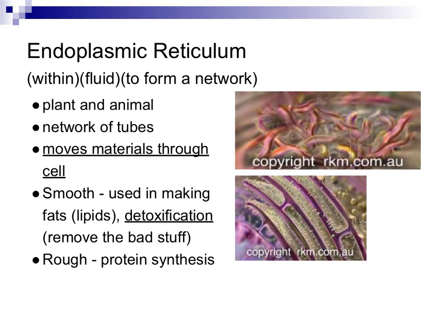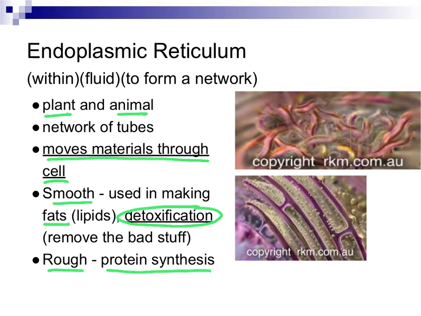The endoplasmic reticulum in your cells comes in two forms. So there's the smooth endoplasmic reticulum and the rough endoplasmic reticulum. It's found in both plants and animals, and it's a network of tubes inside of the cell that move materials through the cell. The smooth endoplasmic reticulum is used to help make fats, and it can also help detoxify your cell, meaning it helps get rid of bad chemicals. And the rough endoplasmic reticulum assists with protein synthesis. So they have two different jobs.